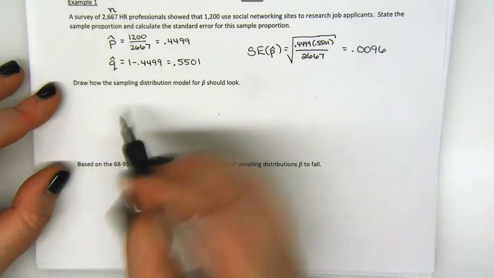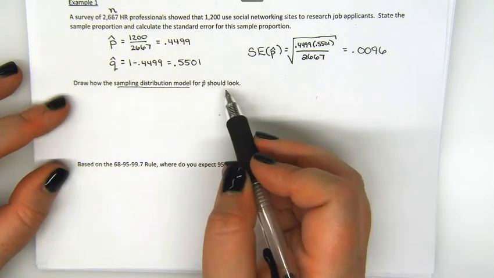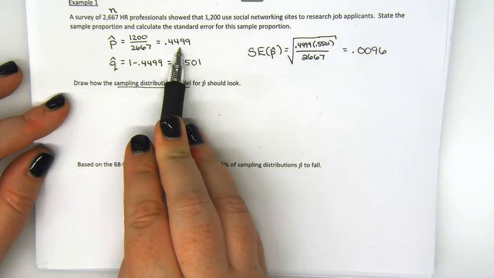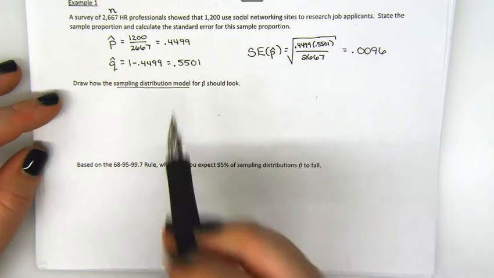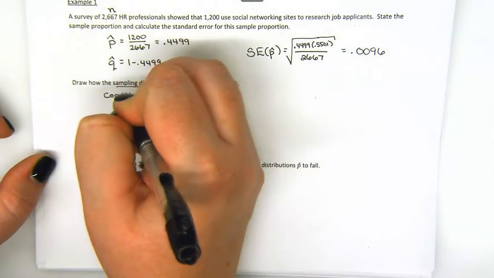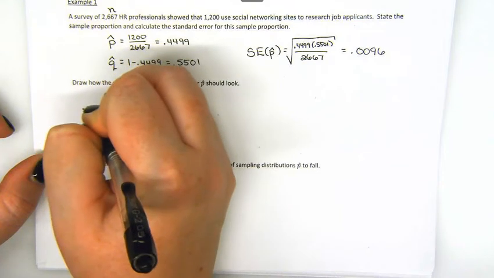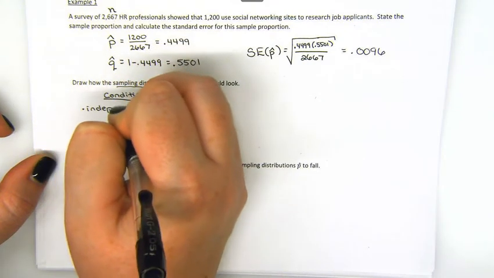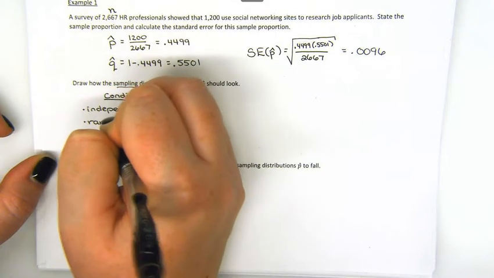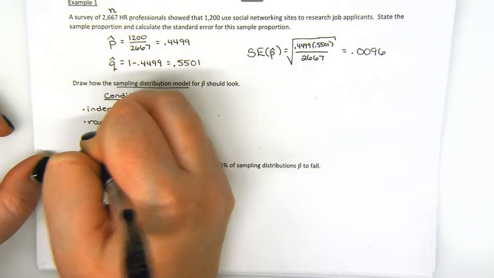So we're going to draw how the sampling distribution model for p hat should look. And we're basing this on the assumption that right now, this is our best assumption for what's happening in the population. So first thing we should do is check our conditions that we talked about up above. So we should check independence, randomization, and our sample size.